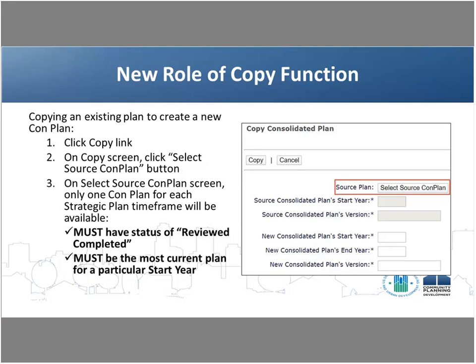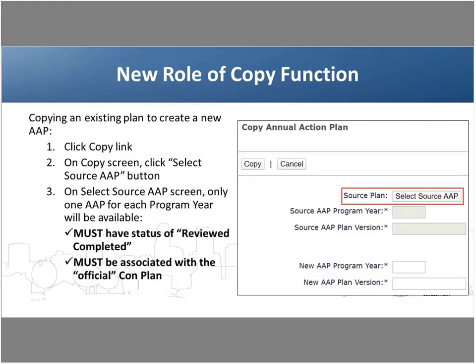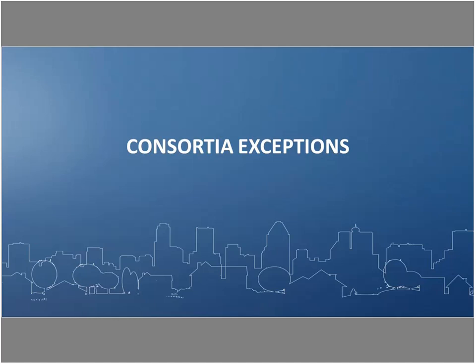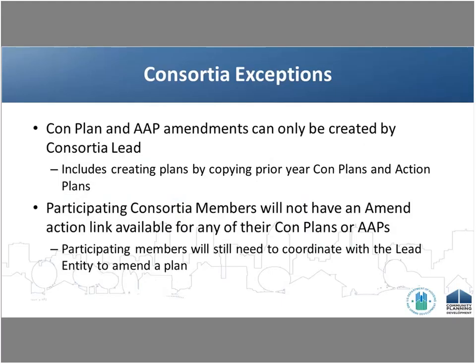Now let's talk about consortia. Always the exception. What do consortia grantees need to know that's different for them? So as with the previous amendment process, only the lead entity of a home consortium can amend the con plan and action plan. The amend action link will only be available for their plans. So any participating members of a home consortium, you're not going to see the amend action link for either your con plans or your action plans. You also will not be able to copy your plans as well.